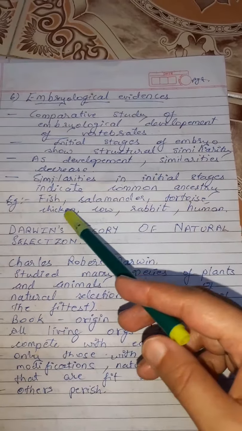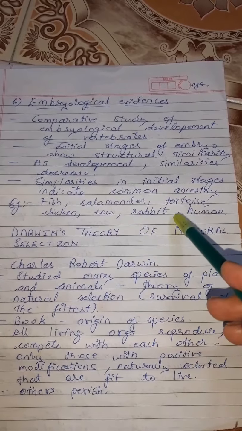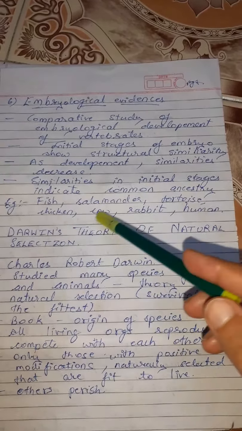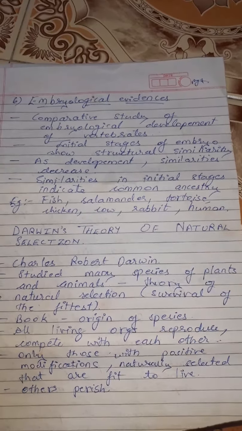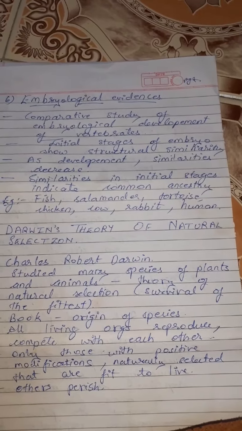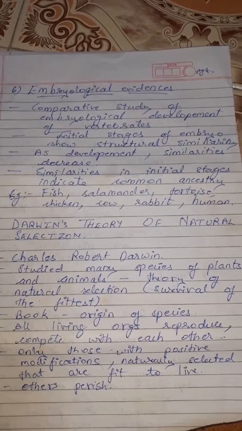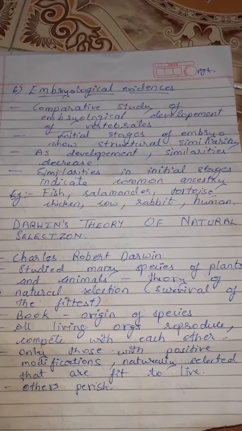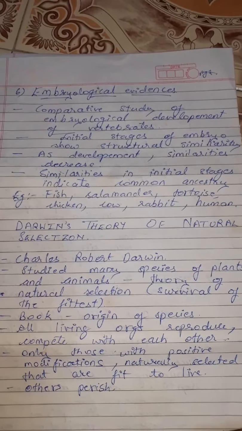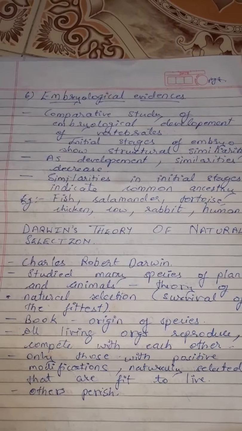So what we understand from this is that similarities in initial stages indicate that these animals have common ancestors. The examples of vertebrates are fish, human being, salamander, tortoise, chicken, cow, rabbit. These animals' embryos were studied, and because of the similarity in the embryos, it can be said that these animals are all vertebrates and they all have developed from some common ancestor.